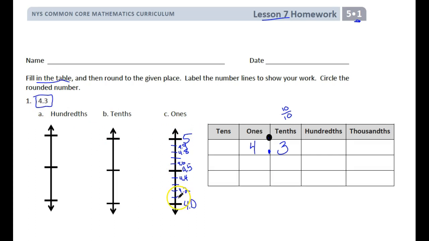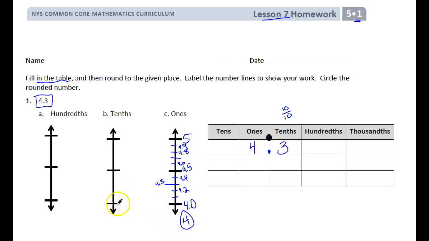So let's find it on here. 1/10, 2/10, 3/10. So our digits that we're working with are right here. And we can tell by looking at this vertical number line, it's upright, that we're not halfway in between the two. So if we were going to round to the nearest ones place, we know it's going to round to just plain old 4.